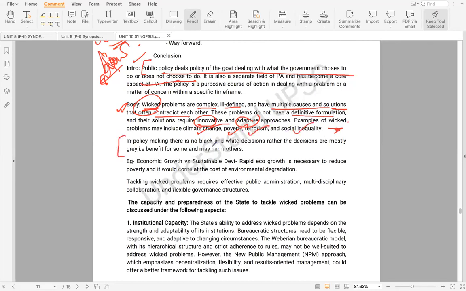In policy making, there are no black and white decisions. Rather, the decisions are mostly gray, that is, for the benefit of some and harm to others. There is something which you also read in Pareto improvements, right? So this is coming from there.